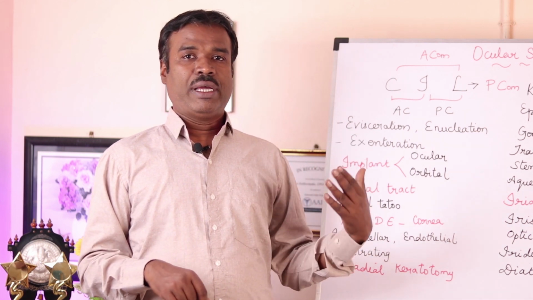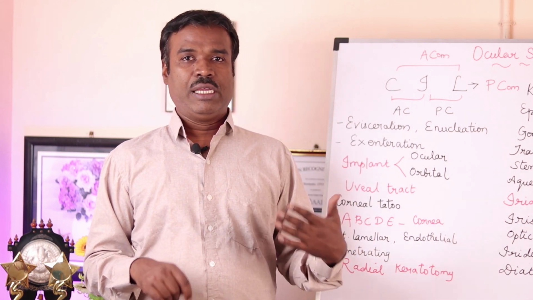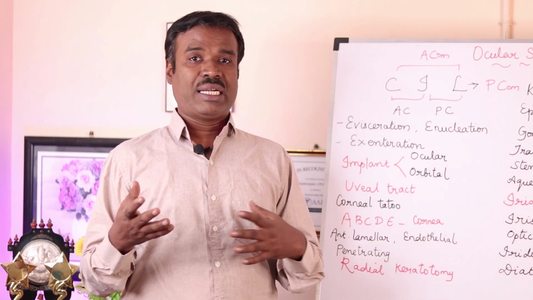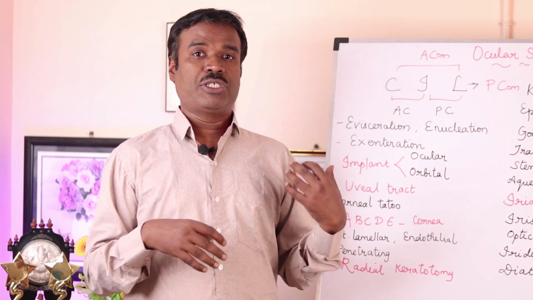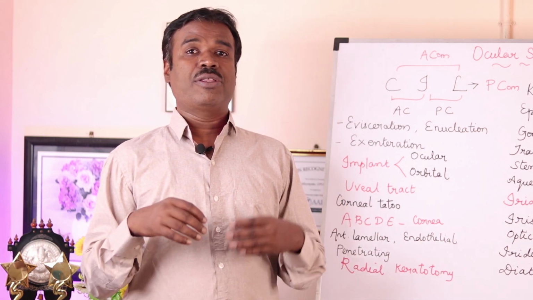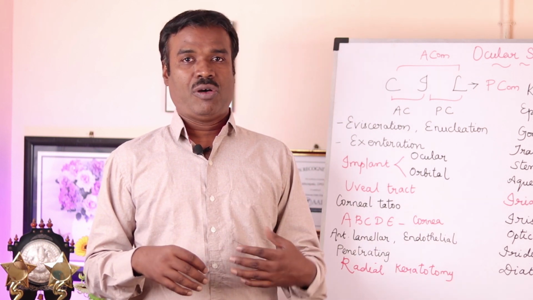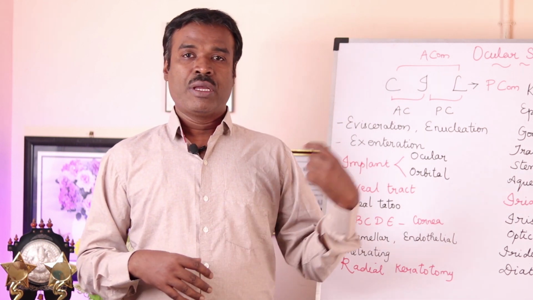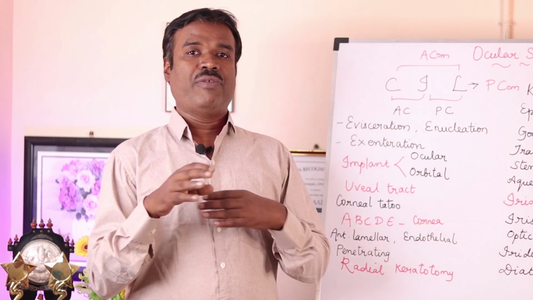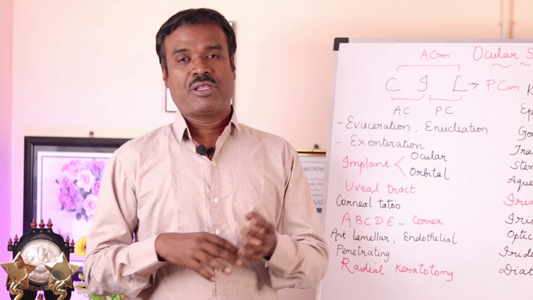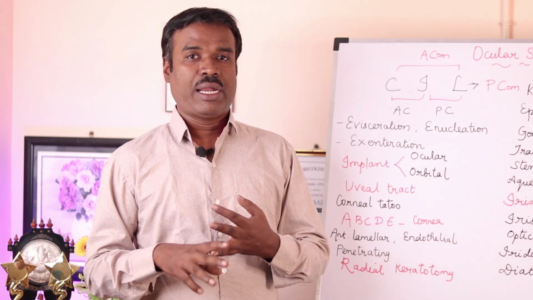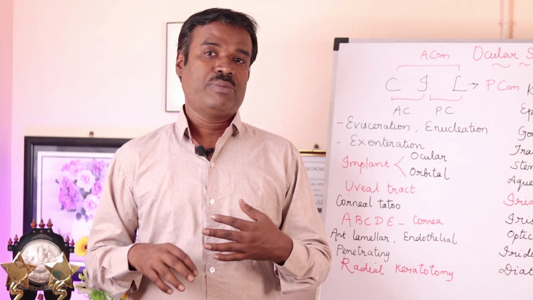So you should know the exact arrangement of this ABCDE because of various procedures that are done on the cornea, like keratectomy, where there is a surgical excision of the cornea, and keratoplasty, where there is surgical repair or reconstruction of the cornea. So when you know about this arrangement, we can classify the various types of keratoplasty as anterior lamellar keratoplasty, endothelial keratoplasty, and penetrating keratoplasty.